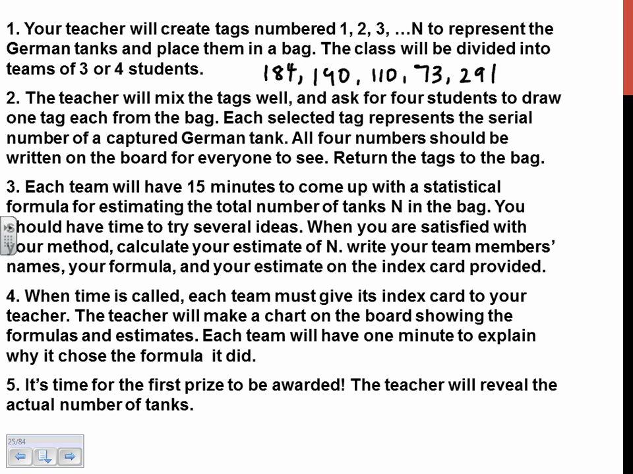I want you to think about how you could estimate what's going on with how many there actually are. So you don't know, but you've uncoded all the serial numbers and you figured out that one of them is the 73rd, one of them is the 110th, one is the 184th, one is the 190th, and one is the 291st tank. Okay? So, see if you can think about that. You could pause me, because I'm going to show you some ways that some people have thought about it.